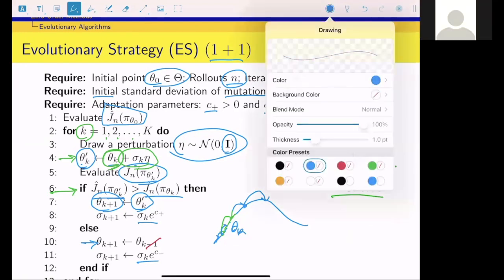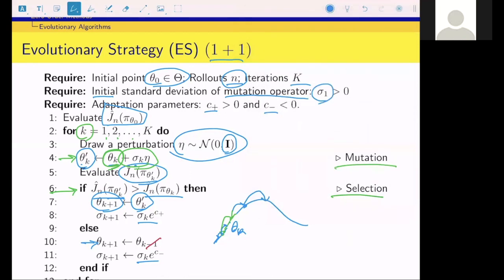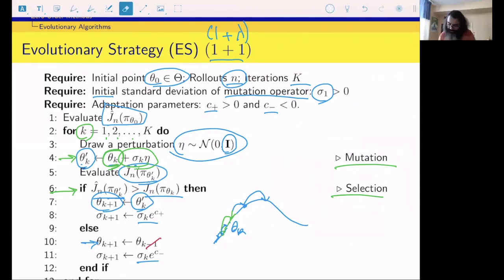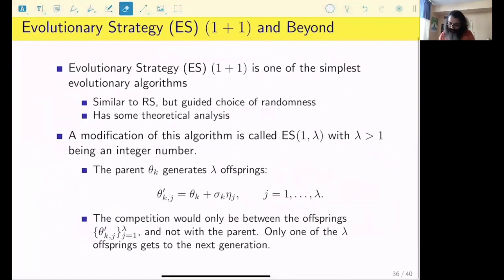Would it be better to mutate many offsprings and then take their max? Yes, that would probably be better. And that's actually one of the variants. I'm going to briefly mention it next, but that would be called the variant 1 plus lambda, and lambda would be the number of offsprings. That's how it's commonly encoded.